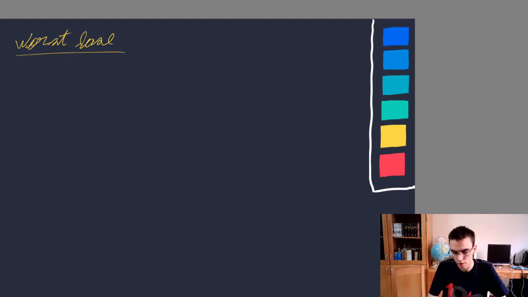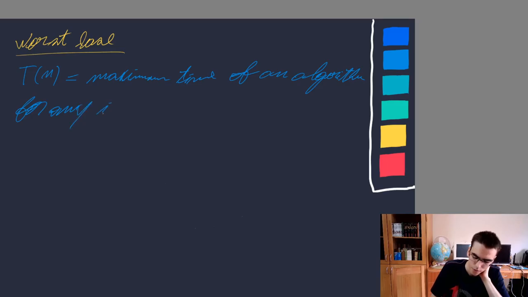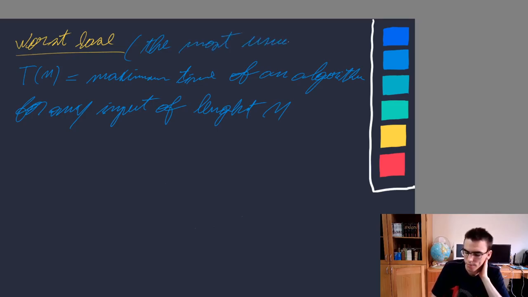These are now somewhat informal definitions, but I think are the most helpful. The worst case is when T of n is equal to the maximum time of an algorithm. That's what we are talking about. For any input of length n, this is the most usual, right?